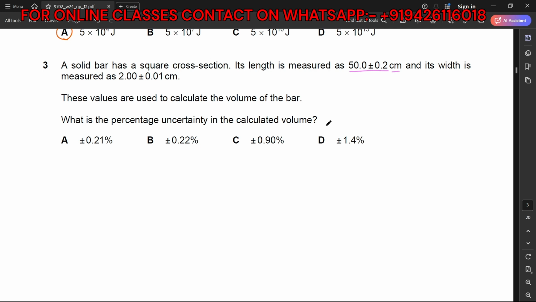So over here, the volume can be calculated as the area of the square times the length, and therefore volume is equal to the width squared into the length. That is how you will be calculating the volume of the bar, right? Let's say this is the kind of bar that I'm trying to draw over here. Even though it does not look good, over here we are talking about the width and the length.